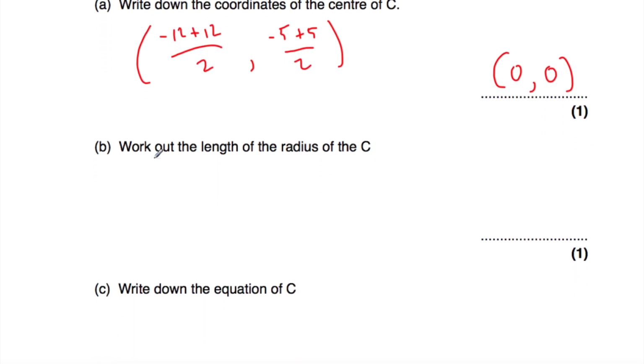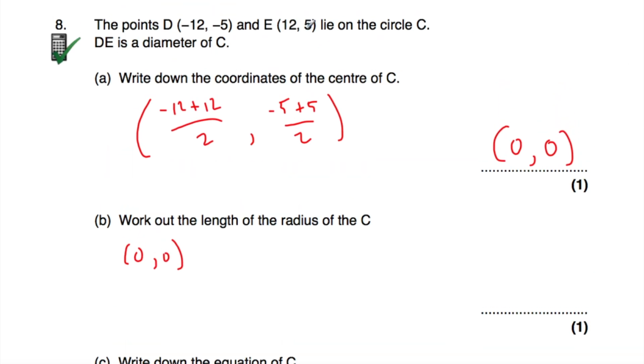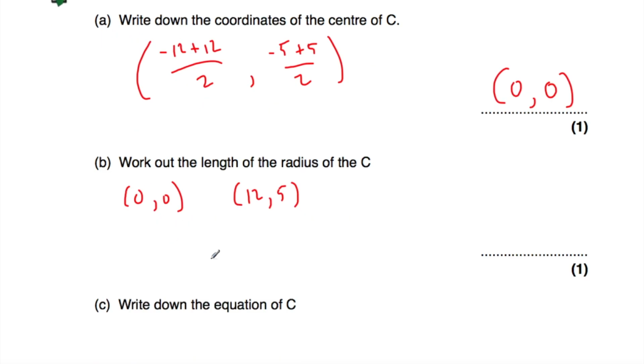Okay, and then part B. Part B says write down the length of the radius of C. So we know the centre of the circle is the point 0, 0. And we know that one of the points on the circle is the point E, which is 12, 5. We could choose D, but I'm just going to choose E for the minute. So 0, 0 is the centre of the circle, and the point E, 12, 5, is on the circle. If we work out the length of that line, that's the distance from the centre of the circle to the point on the circle, so the radius of the circle.